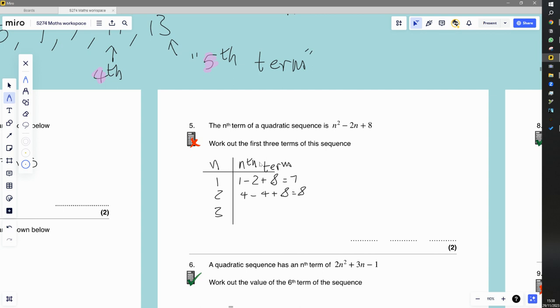And the third term is 3 squared, so that's 9. Take away 2 times 3, which is 6, plus 8. So that's 9 take away 6 is 3, add 8, that's 11. So I'm going to do the fourth one as well. You might want to pause the video and see if you can work out what you think the fourth one will be.